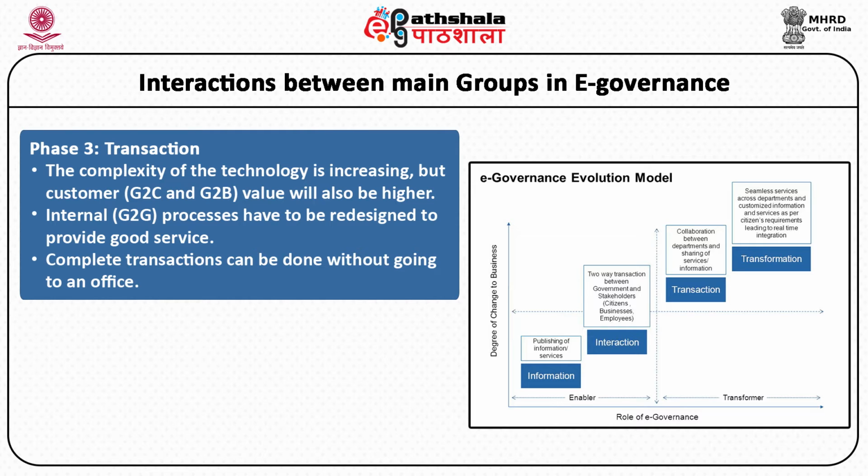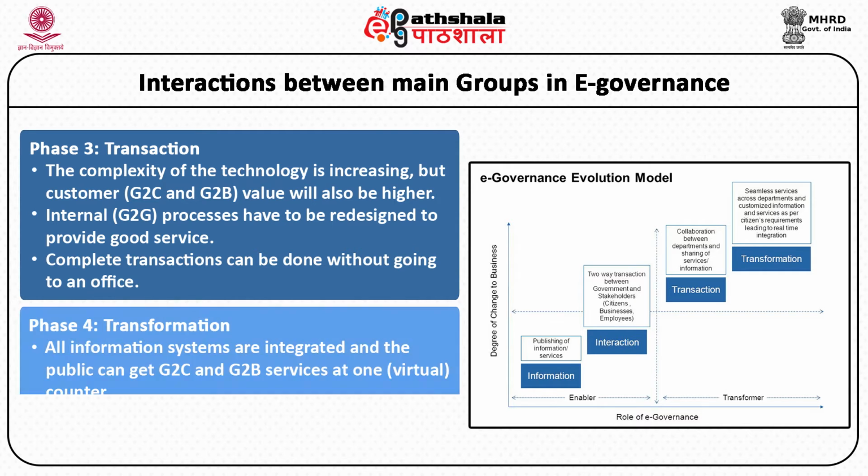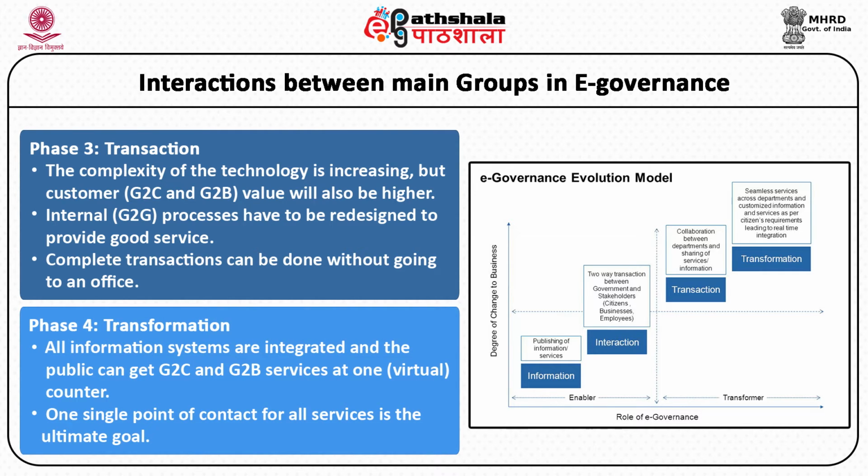Phase 4 is transformation. All information systems are integrated and all the various parts of the government as well as the business and the citizens are able to transact at one web portal in a virtual situation. This is what transforms the entire government from a normal traditional government to an e-government.